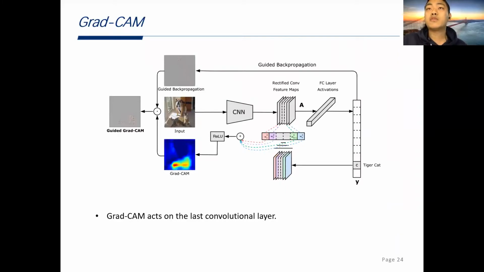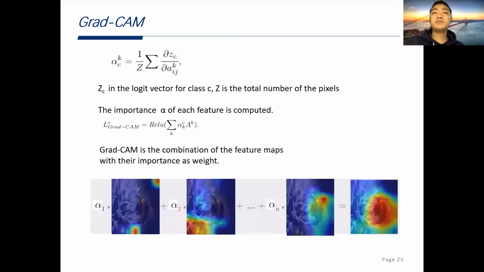This is the model of Grad-CAM. You can see the method acts on the last convolutional layer. And with linear combination, the result map is computed. Next. In this slide, more details are shown.